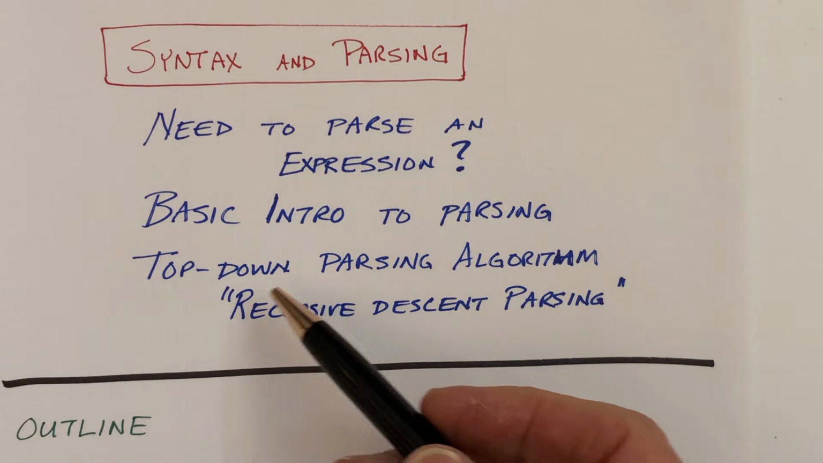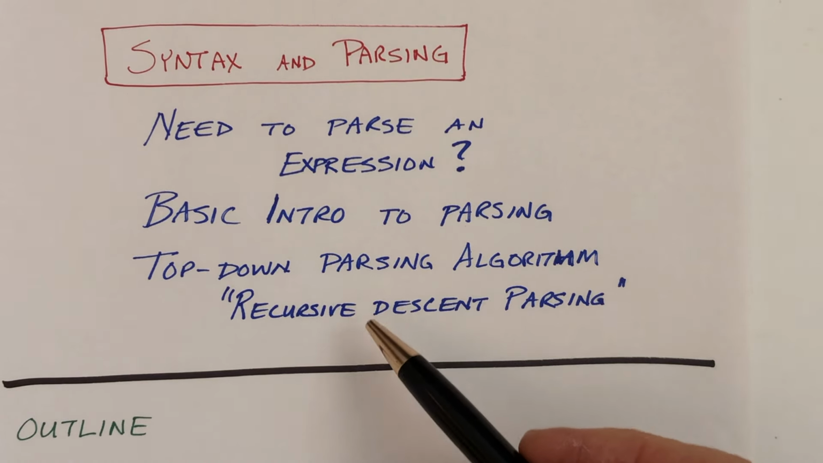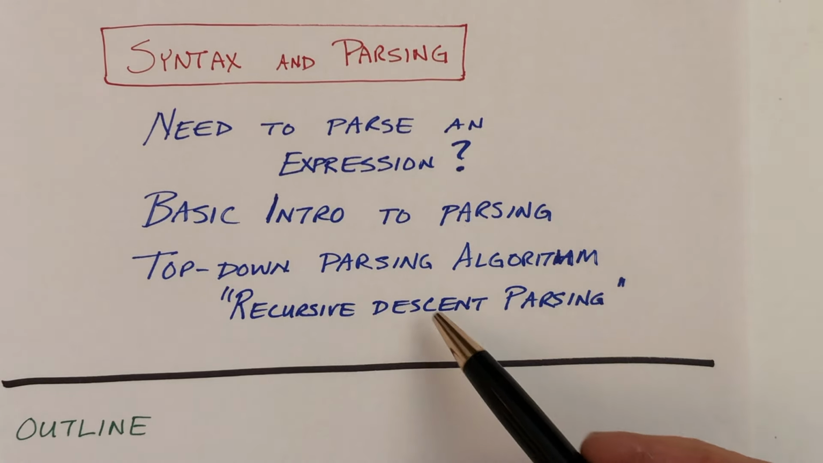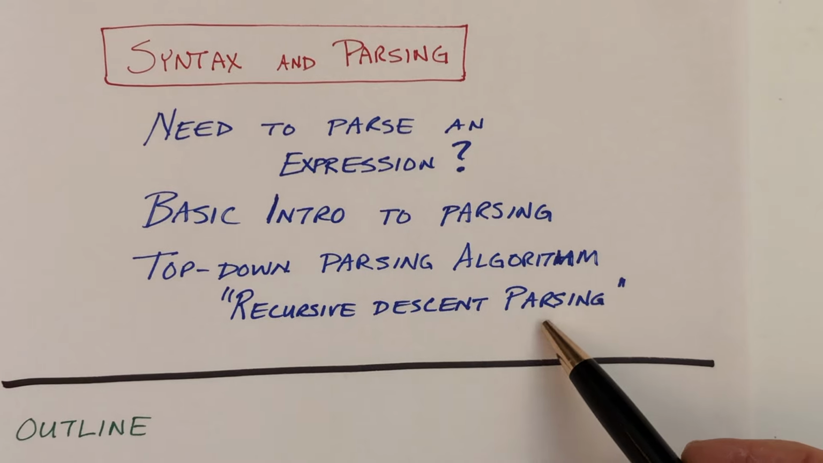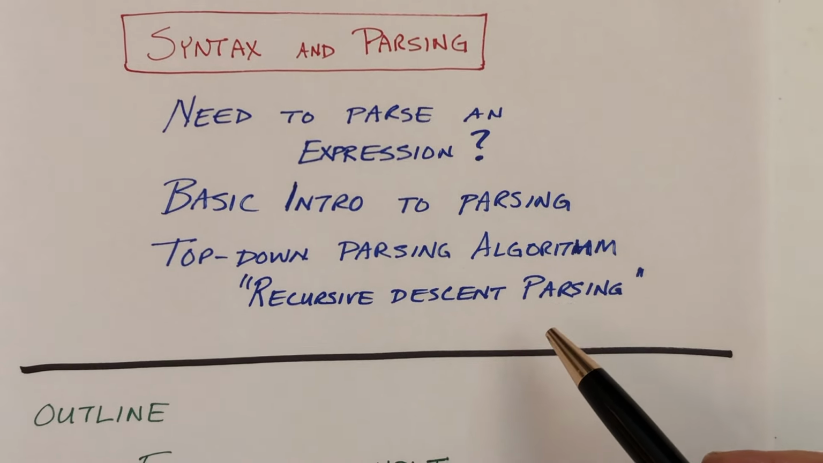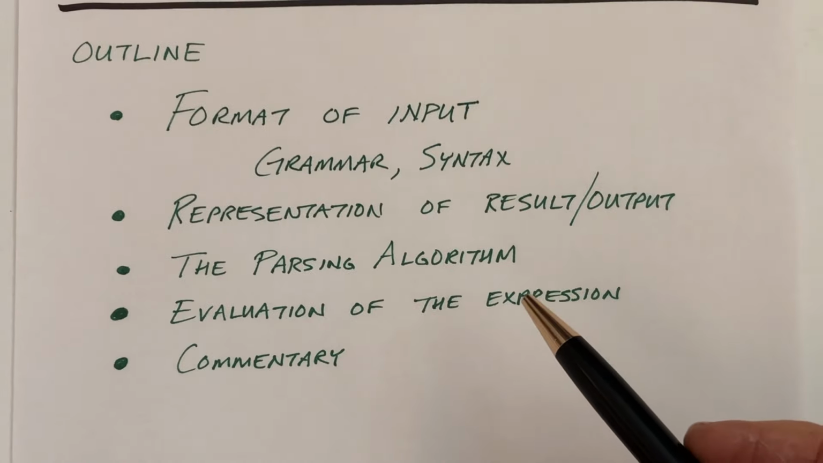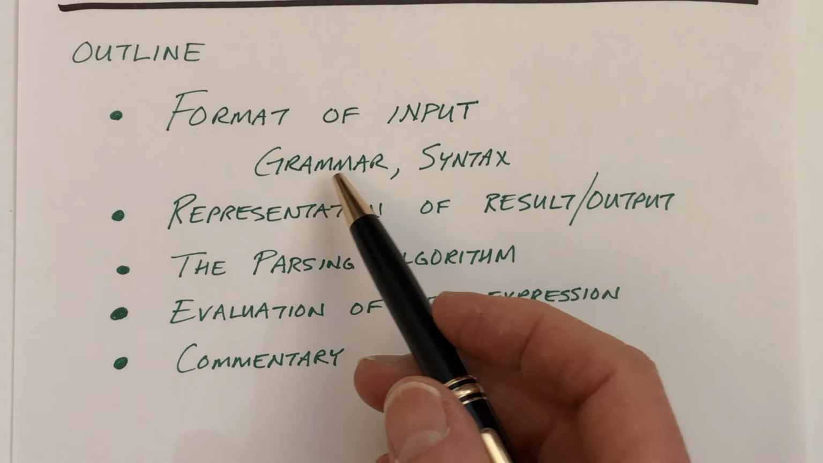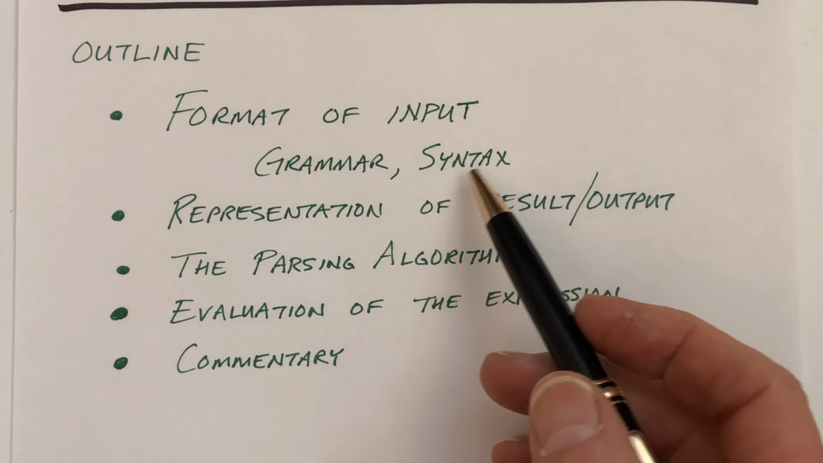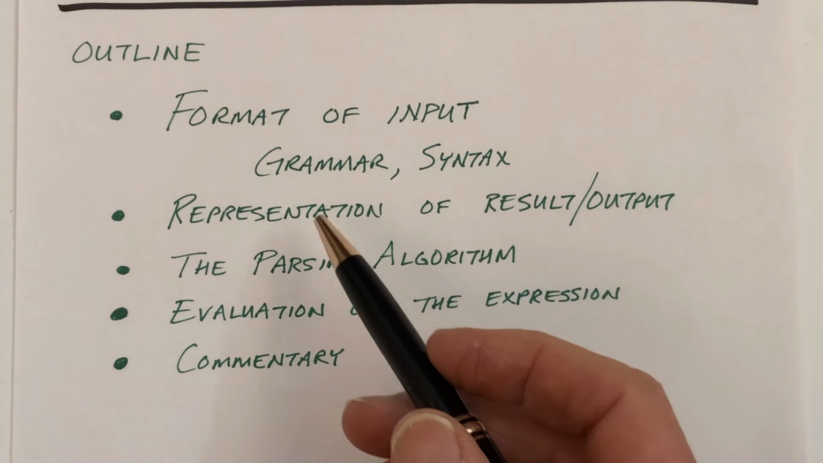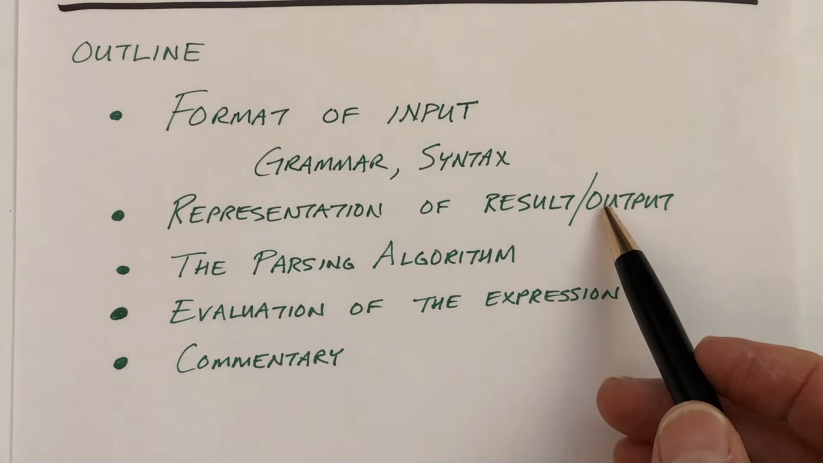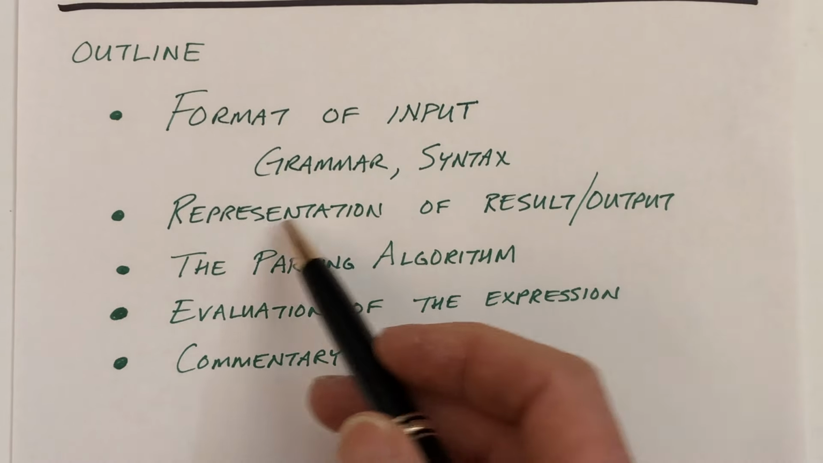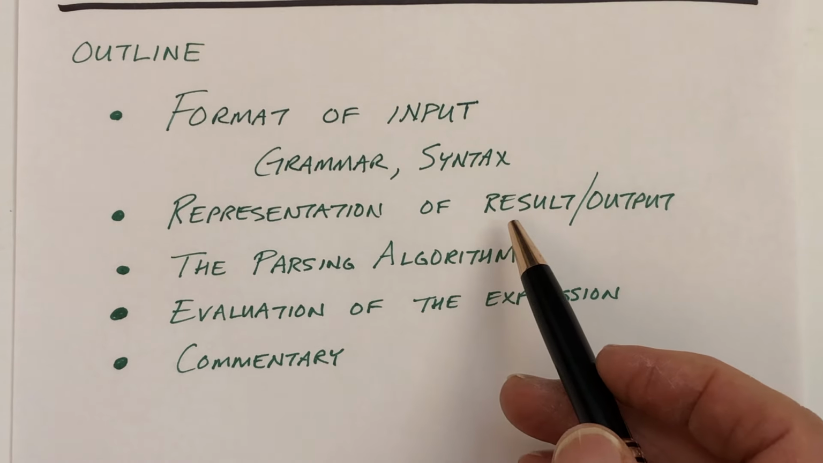In particular, I'm going to talk about top-down parsing, and I'm going to describe recursive descent parsing, which is the simplest algorithm and the only one you'll really ever need. So in this video, I'm going to start by talking about the format of the input. That is, I'll cover the ideas of grammar and syntax notation. I'll also talk about the output from the parsing algorithm. That is, how will we represent the result?